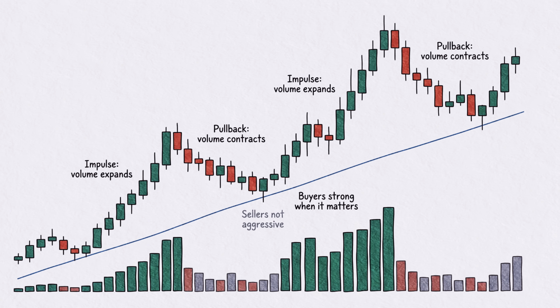When price pulls back, volume contracts. Sellers are not aggressive. The correction happens because buyers are pausing, not because sellers are taking control. This is how you read buyer-seller balance inside a trend. Expanding volume on impulse, contracting volume on correction. Buyers show strength when it matters. Sellers show weakness when they get their chance.